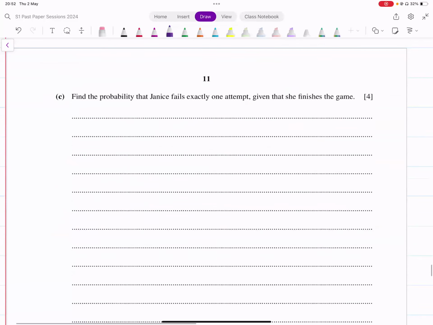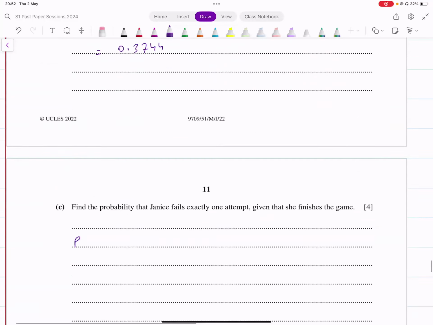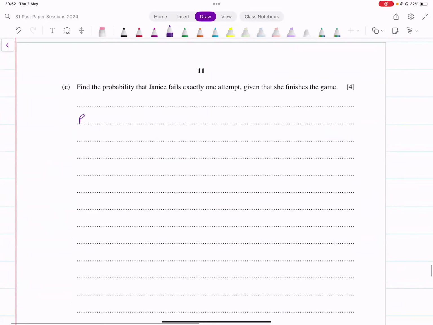And then it says, find the probability that she fails exactly one attempt given that she finishes the game. Now, what kind of probability is that? That is conditional probability. Now, how do we think about this? Now that you have structured it well in the previous part, that would be very helpful for you in the last part now.